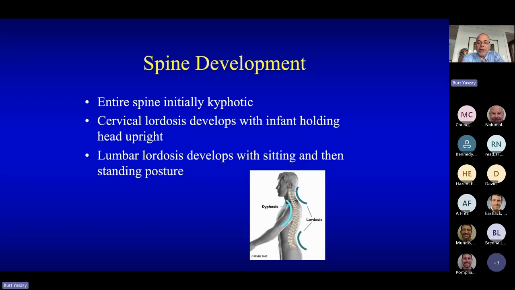I think the other important thing about spine development is, if you think about the fetal position, whenever we get into a fetal position, it basically is a C, right? So we're just folded within ourselves. And it's really the initial spine is completely kyphotic. And it's really the development of the lordosis is when we start either holding our head upright for cervical lordosis, or lumbar lordosis really develops with sitting and then standing posture.